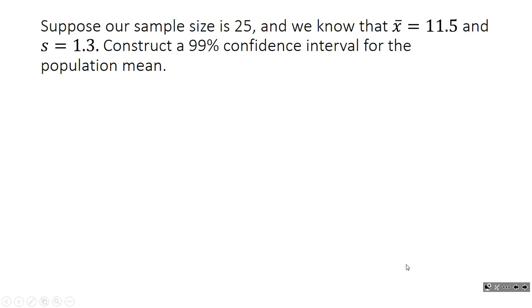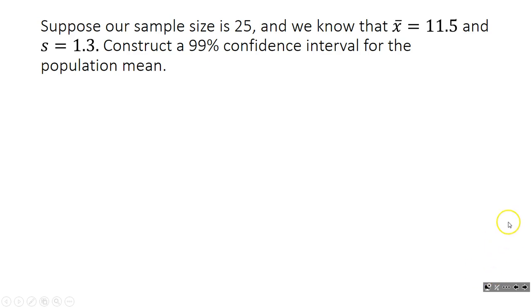So suppose our sample size is 25, and we know that from the sample, x bar, that is the sample mean, is 11.5, and s, the sample standard deviation, is 1.3. Let's construct a 99% confidence interval for the population mean. 99% is really very high, probably higher than what is usually done in real life.